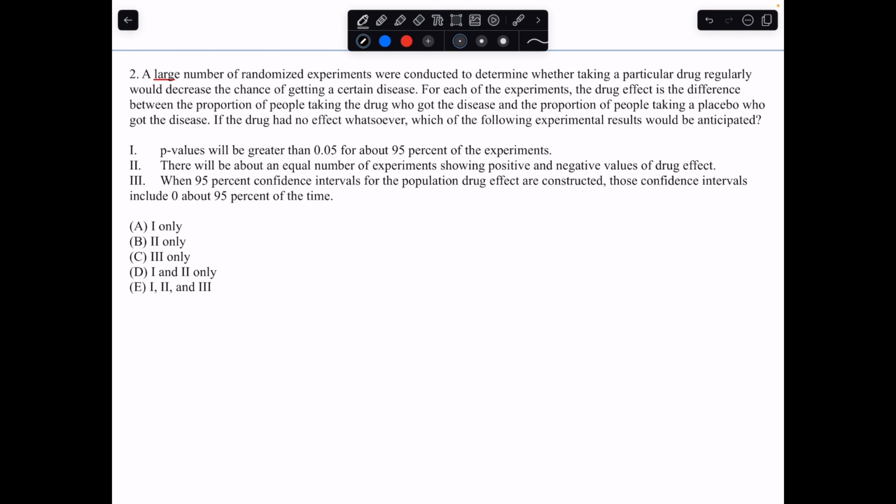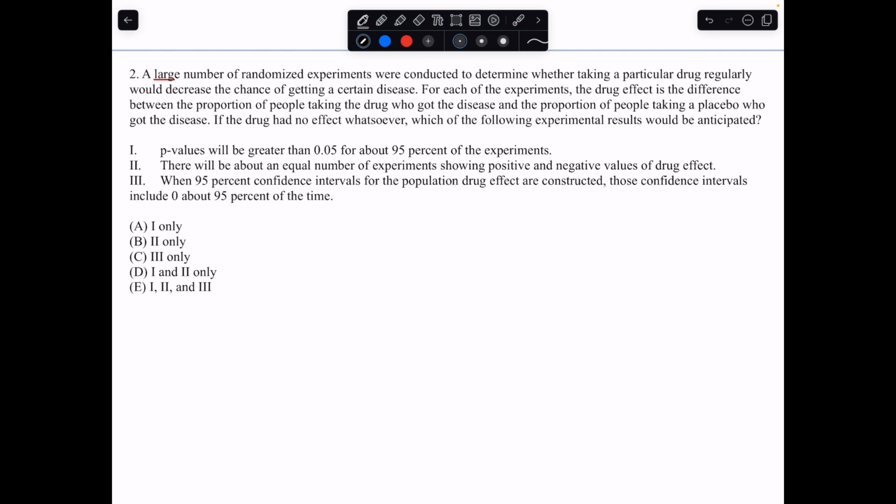A large number of randomized experiments were conducted to determine whether taking a particular drug regularly would decrease the chance of getting a certain disease. For each of the experiments, the drug effect is the difference between the proportion of people taking the drug who got the disease and the proportion of people taking a placebo who got the disease. If the drug had no effect whatsoever, which of the following experimental results would be anticipated?